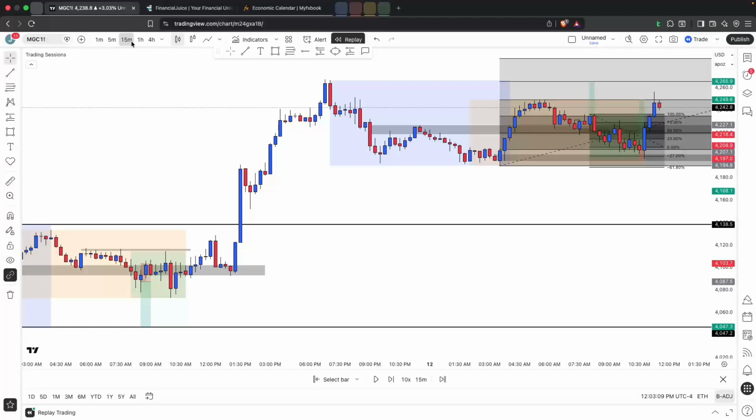And it all boils down to patience. All boils down to patience. But yeah, I need to wait more. Wait for my setup. If I do not see my setup, I do not enter. And when I do see my setup, it gives me conviction to enter.